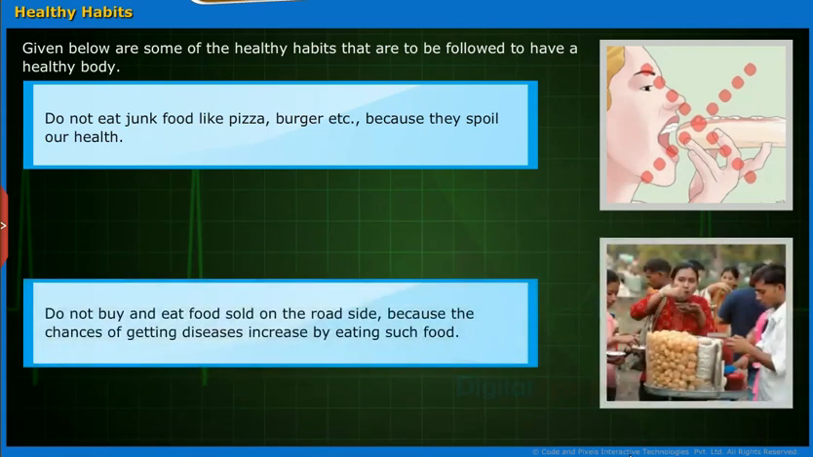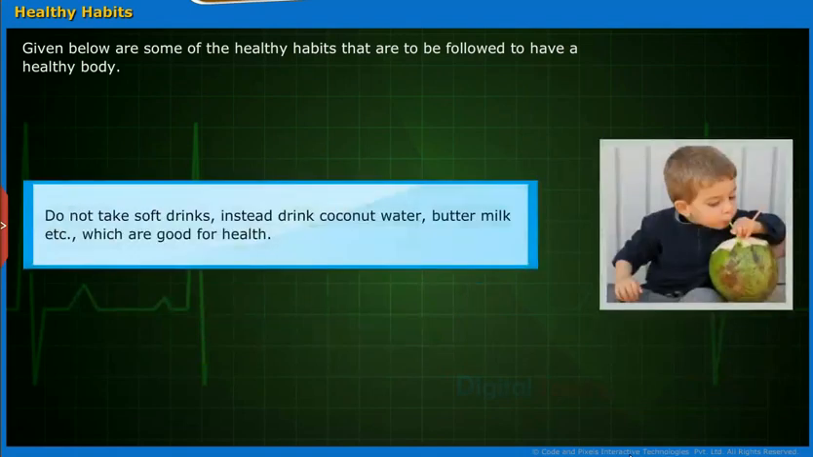Do not buy and eat food sold on the roadside, because the chances of getting diseases increase by eating such food. Do not take soft drinks, instead drink coconut water, buttermilk, etc., which are good for health.